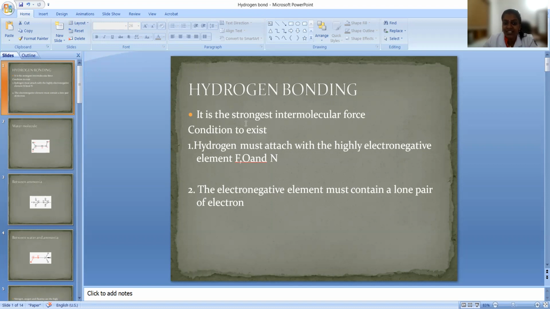So what are the conditions in which hydrogen bonding exists? Hydrogen must attach with a highly electronegative element, then only it will undergo hydrogen bonding. Hydrogen must attach with a highly electronegative element, which are fluorine, oxygen, and nitrogen. And the electronegative element must contain a lone pair. These are the two conditions.